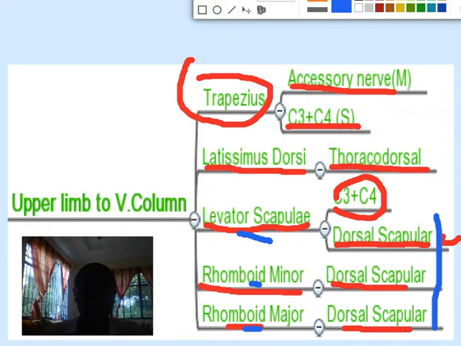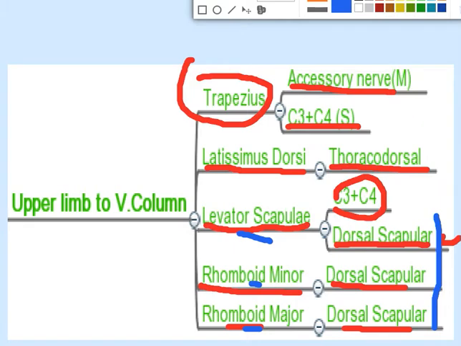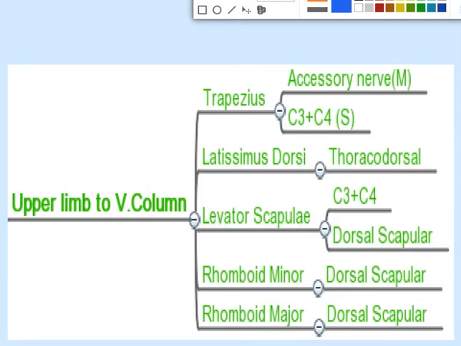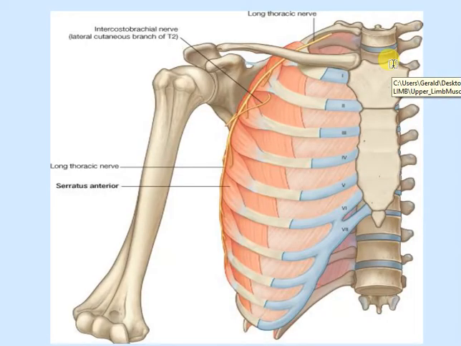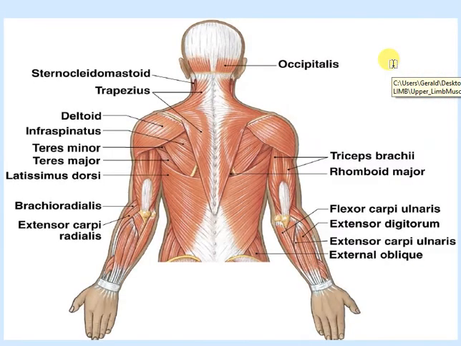The important aspects for you to remember are the accessory nerve supplying the trapezius, the thoracodorsal nerve supplying the latissimus, and levator scapulae, which is supplied by the dorsal scapular nerve. So these are the important things to remember when you are discussing the muscles attaching the upper limb to the vertebral column.